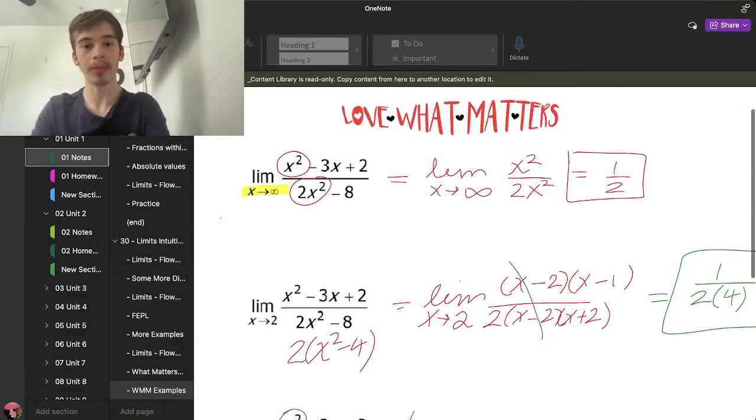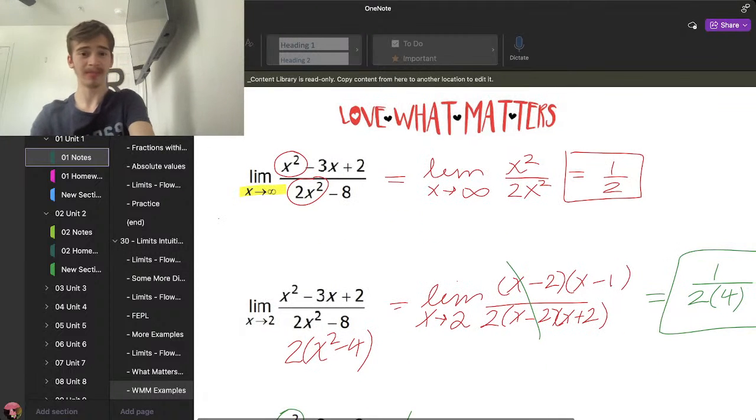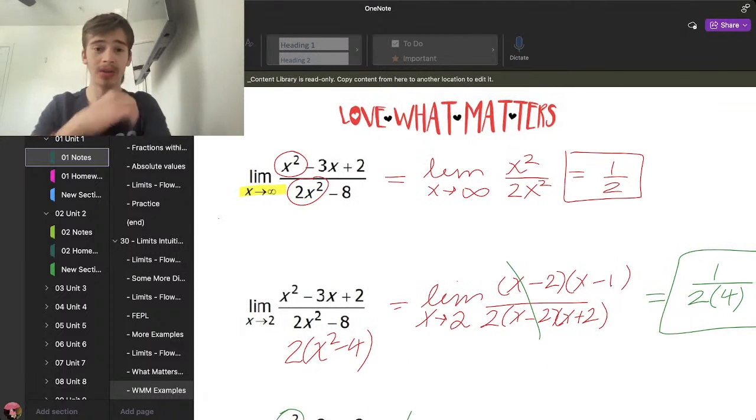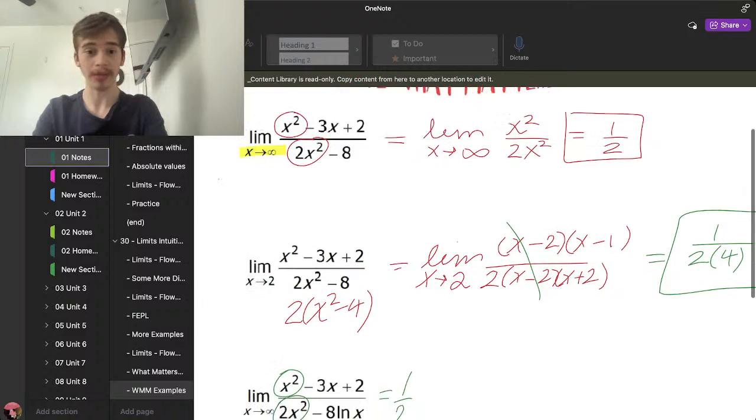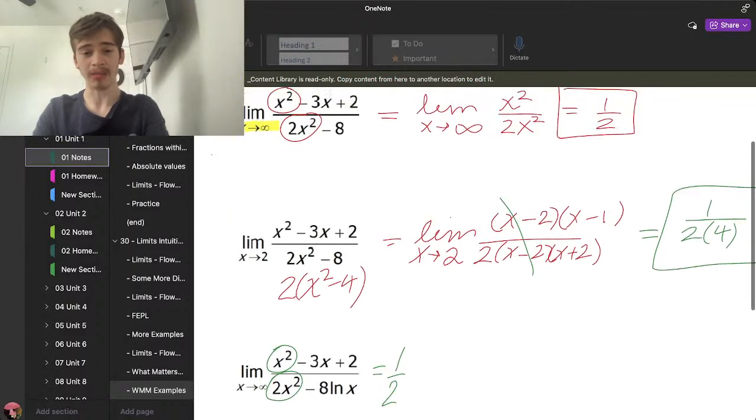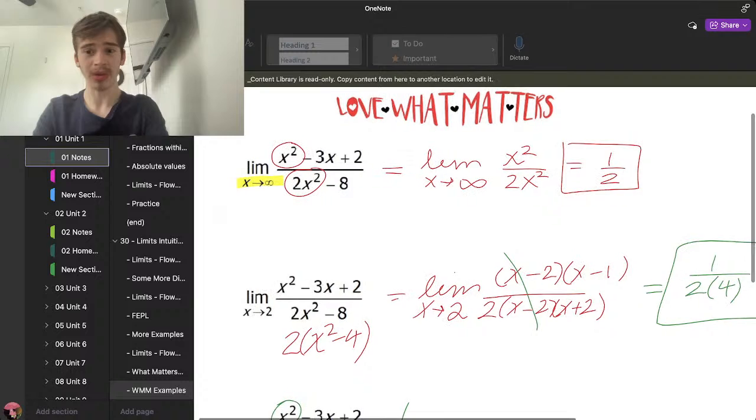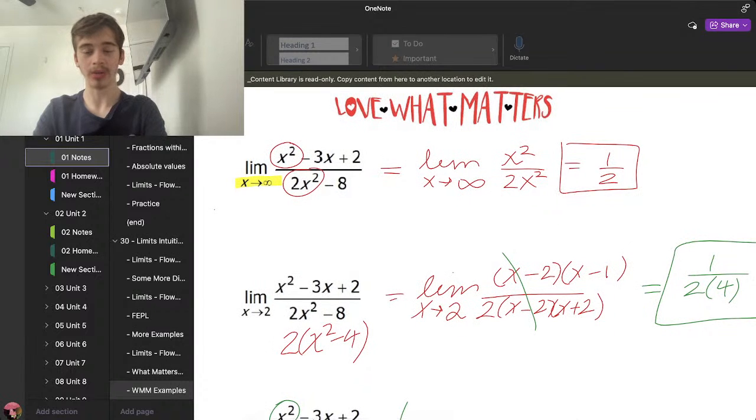Back to unit 1. What matters most? Pretty easy. You have x squared minus 3x plus 2 over 2x squared. You just look at what matters most, right? So the x squared terms cancel out, and the limit is 1/2. If you know your asymptotes, you can also say it's 1/2 because that's going to be your asymptote, y equals 1/2.